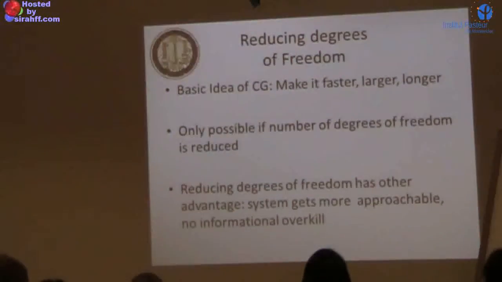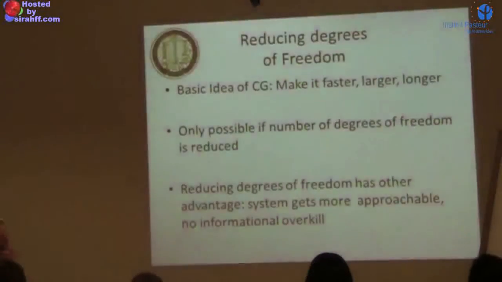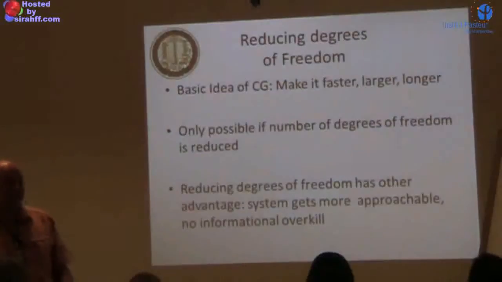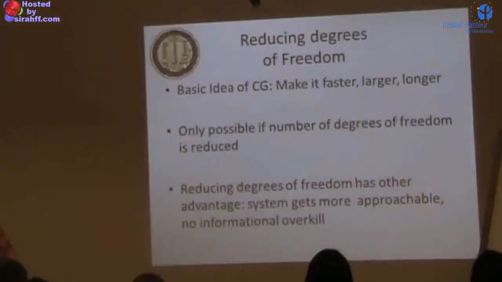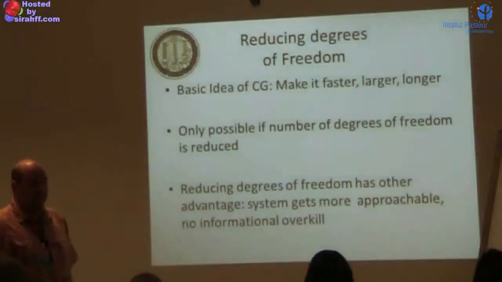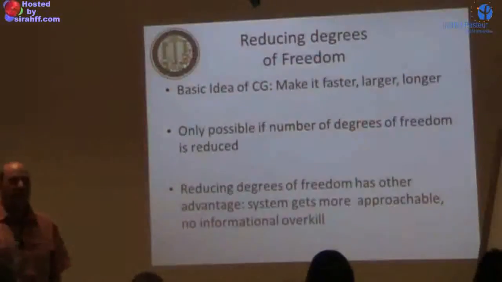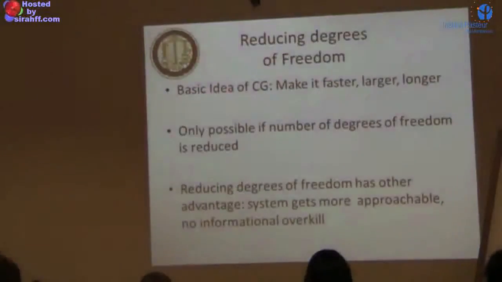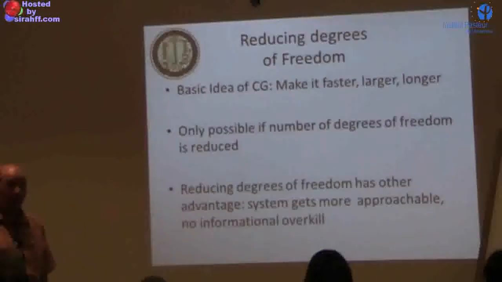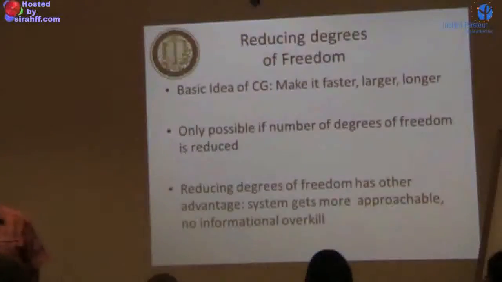Of course, the basic idea of coarse graining is to make everything faster, larger, and longer. At the same time, this is only possible if we decrease the number of degrees of freedom. Otherwise, we would have to increase time steps, and that would lead very quickly to significant problems. That will not work. Reducing degrees of freedom actually has another advantage, which is often overlooked. It makes the system much easier to handle.